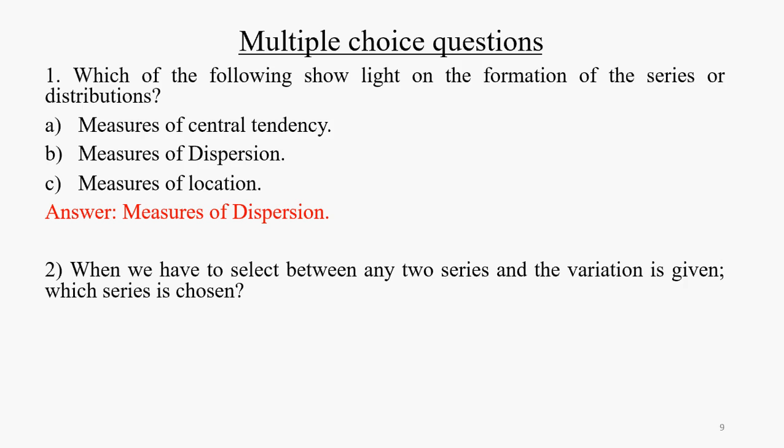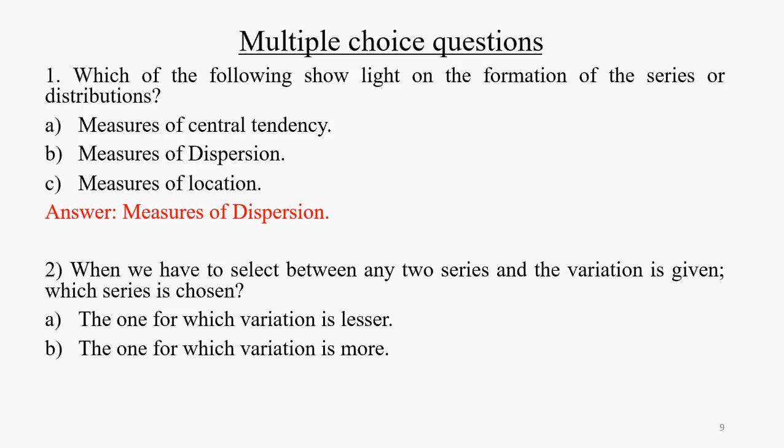Okay, let us see question number 2. When we have to select between any two series and the variation is given, which series is chosen, the one whose variation is lesser or the one whose variation is more? We have done two problems. Which is less or more? Can you guess, dear students? Yes, the answer is variation is less. If they say only choose greater variability, you need to choose greater. If they don't say anything, you have to choose the lesser. So these are the vital points you have to keep in mind.